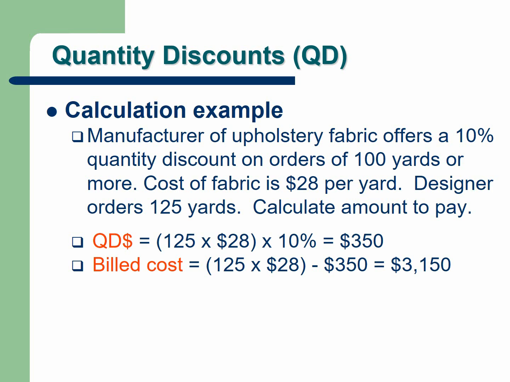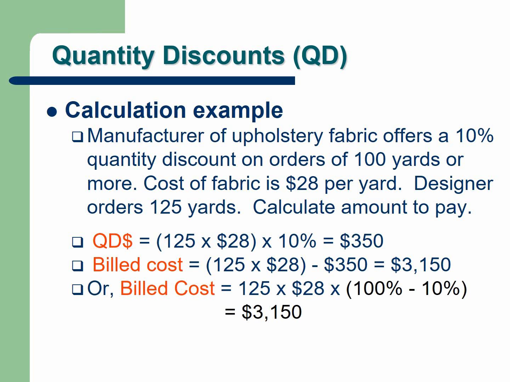So the bill cost that the designer has to pay will be the original invoice cost, 125 times $28, minus the quantity discount, $350. So that will be $3,150. You can calculate the bill cost in this two-step manner, or you could multiply 125 yards times $28 per yard, and then multiply that invoice cost by 100% minus 10%, where 10% is the quantity discount, and you'll get the same answer of $3,150.